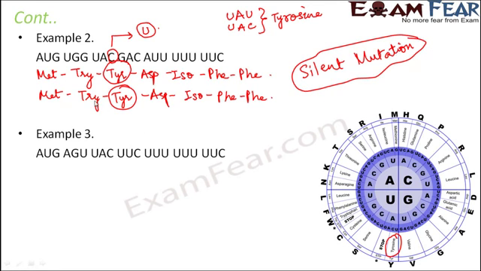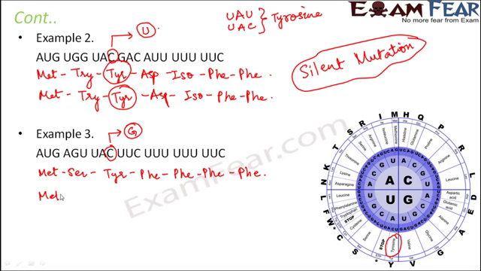Let us take yet another example. Here again, let us suppose we have this sequence. If we try to find out the amino acid sequence, this is how it would be: AGU is for serine, UAC is again for tyrosine, UUC is for phenylalanine, UUU phenylalanine, UUU again phenylalanine, and UUC is also phenylalanine. So this would be the amino acid sequence. Now let us suppose the change we bring about is, in this UAC, instead of C, this C is replaced with G.